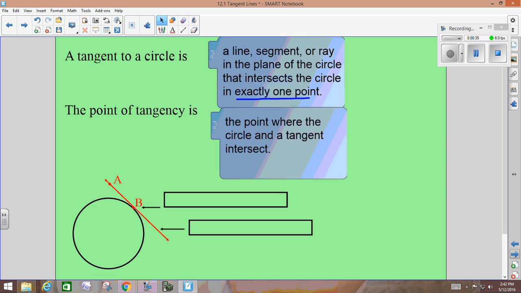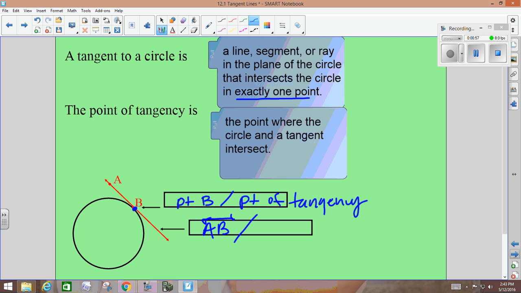So your little picture here, B is the point on this line that is also on the circle. So we would say that point B is the point of tangency. And then the bottom one is pointing to that line AB, and we would call that our tangent line. To be tangent means you intersect it at one point. It's going to look like more than one point on the smartboard and on your paper because I have to make it thick enough so you can see it. But it means it's only intersecting it at one point.